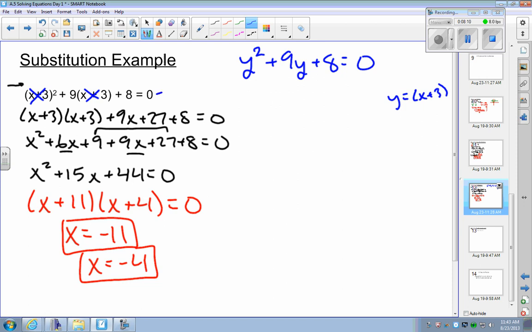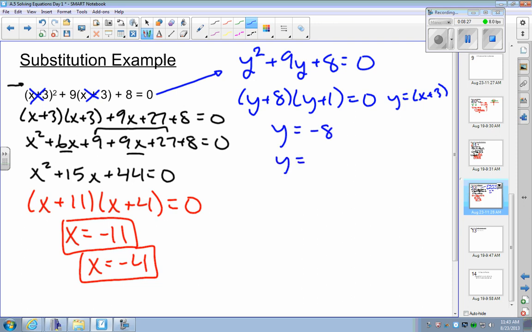But this problem right here is no different than this problem right here. Everybody knows we can multiply to 8 and add to 9 pretty easy like that. So then your solutions become y equals negative 8 and y equals negative 1. Those aren't the real answers because you changed them from x plus 3's to a y. You did a little substitution. Now you have to go back and solve for that substitution.